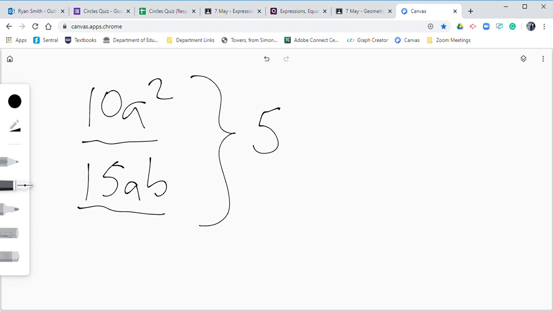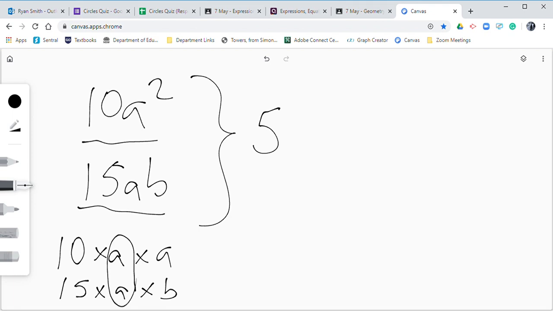Now let's think of how you make 10a squared. 10a squared is actually 10 times a times a. And 15ab is actually 15 times a times b. So they also share a in common. So if you look at 10a squared and 15ab, they both have the highest common factor of 5a in common.